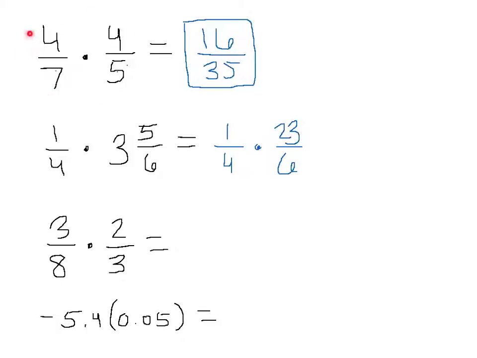Then I have the same procedure here as I did before. I'm going to multiply the tops and multiply the bottoms. That answer is going to get me 1 times 23 is 23, and 4 times 6 is 24. It cannot be simplified, so that's my final answer.